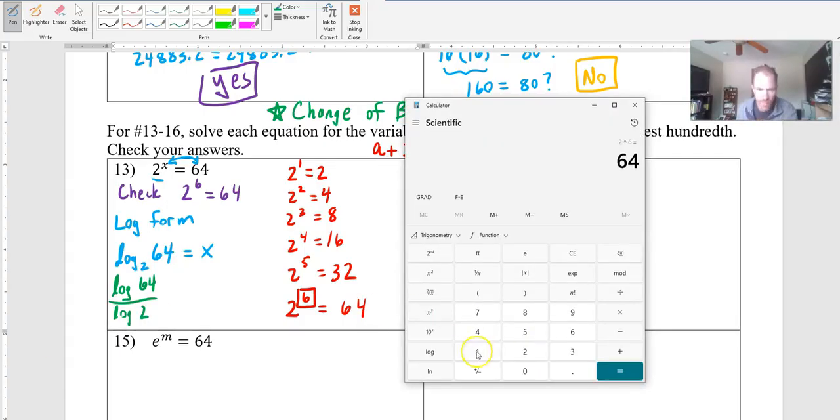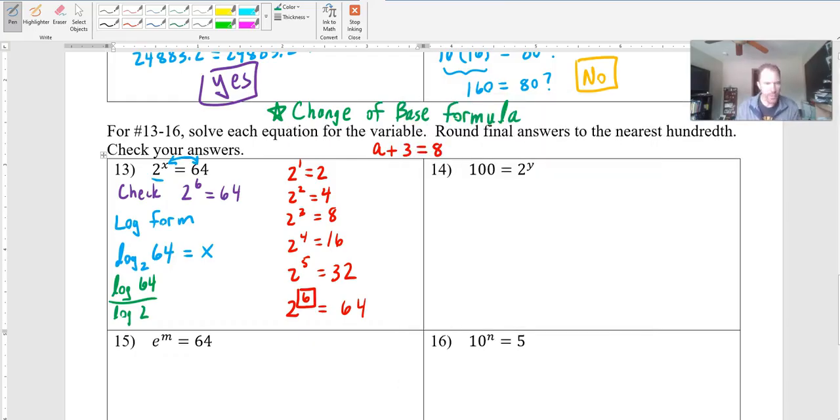I think I have to do the number first, then tell it to do the logarithm. So 64, logarithm, but I'm not done yet, and we're going to divide that by 2's common logarithm. I see it up there, and if I ask what does that equal, it gives me exactly 6. So there you go. That's how you could calculate it if you didn't know. So let me fill this in. That would give you a 6.